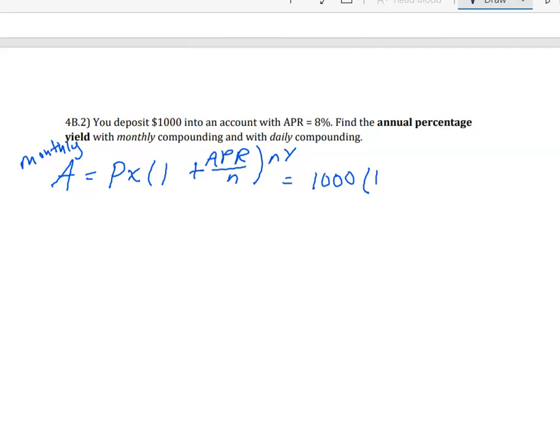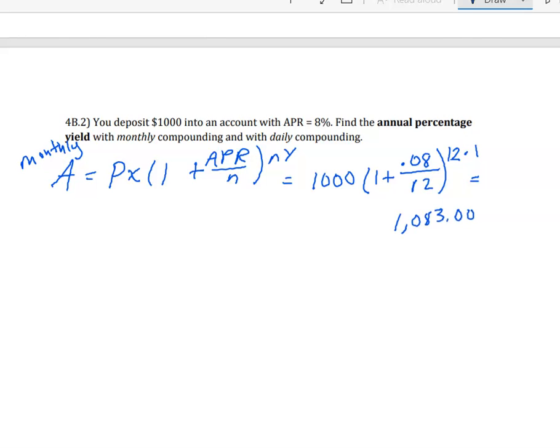times 1 plus, it said our annual percentage rate was 8%, so 8 divided by 100 would be 0.08 as a decimal. And if it's compounded monthly, the n here is going to be 12. And then 12 times however many years, and this is just happening one time. So we're going to multiply that 12 times 1. I'm going to use a dot instead of a times symbol just because of the algebra that we'll be doing.